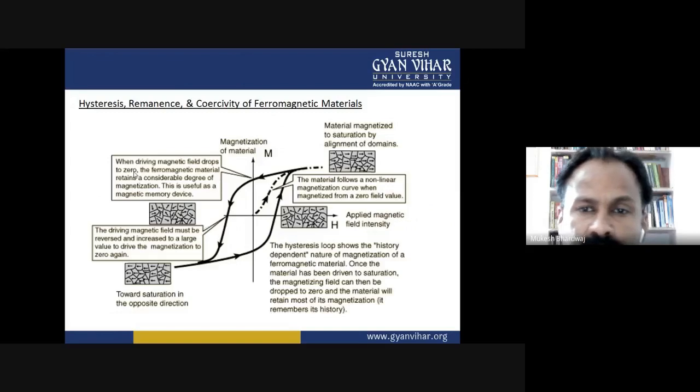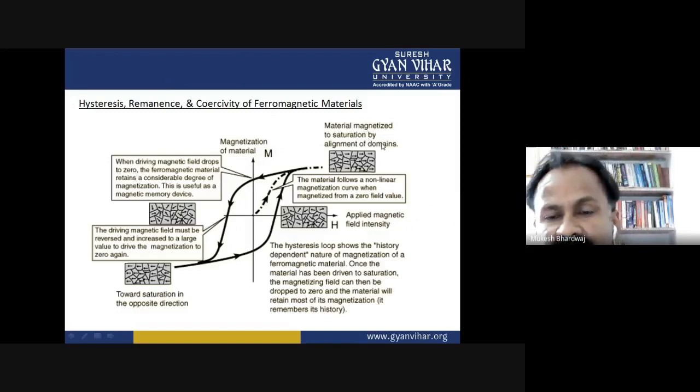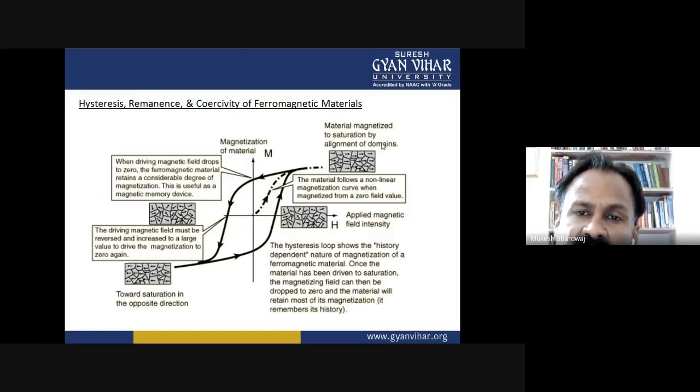Now, material magnetized to saturation by alignment of domains. What do you mean by this saturation region? When materials are magnetized and they align themselves in a domain, alignment of domains, then the saturation level is reached.